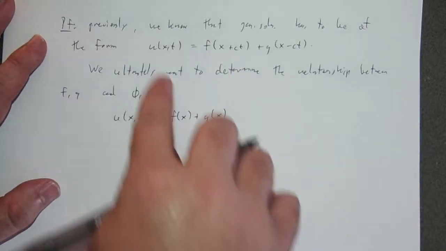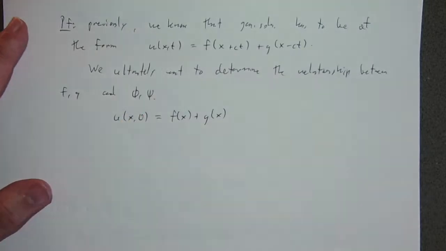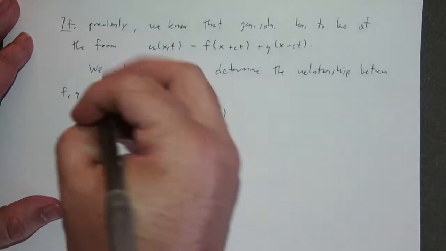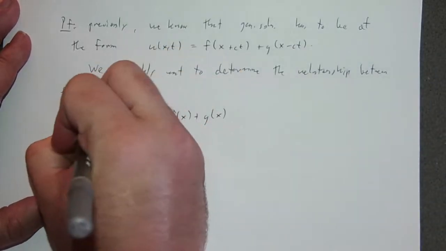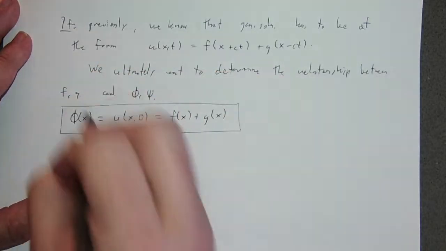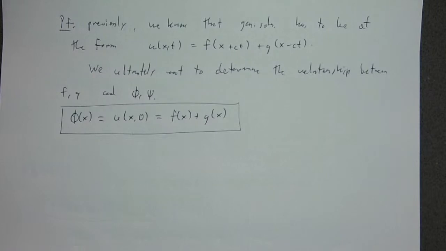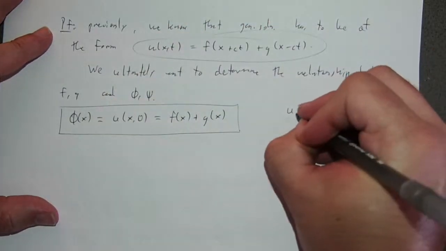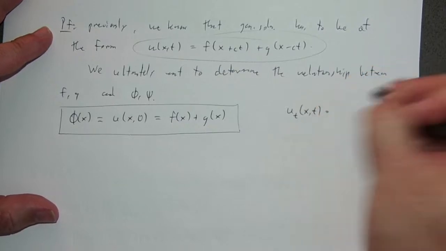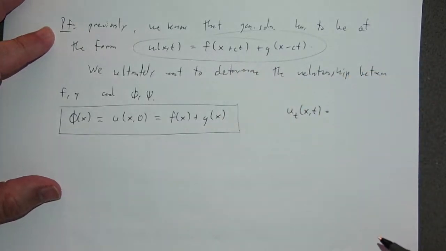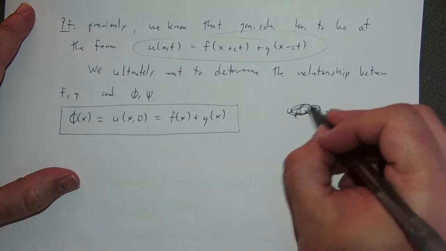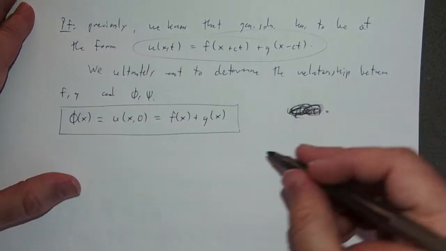But, so that's just using this general solution. But I know that from the IVP, of course, that's my initial displacement phi. So phi of x has to be a sum of f and g in this way. And of course, if I compute from this formula the t partial of u, well, really I need the t partial of u evaluated at 0, so let's do that here.